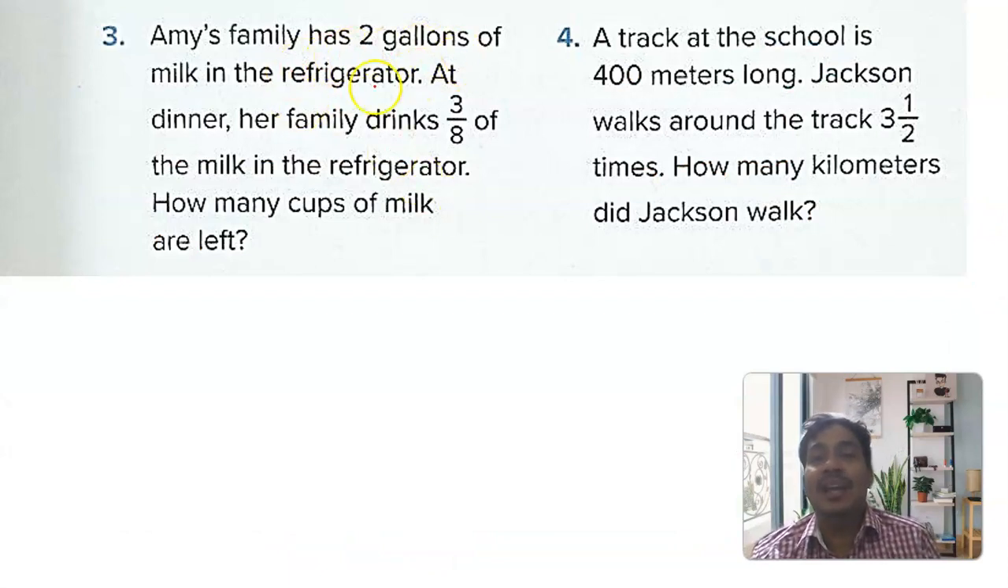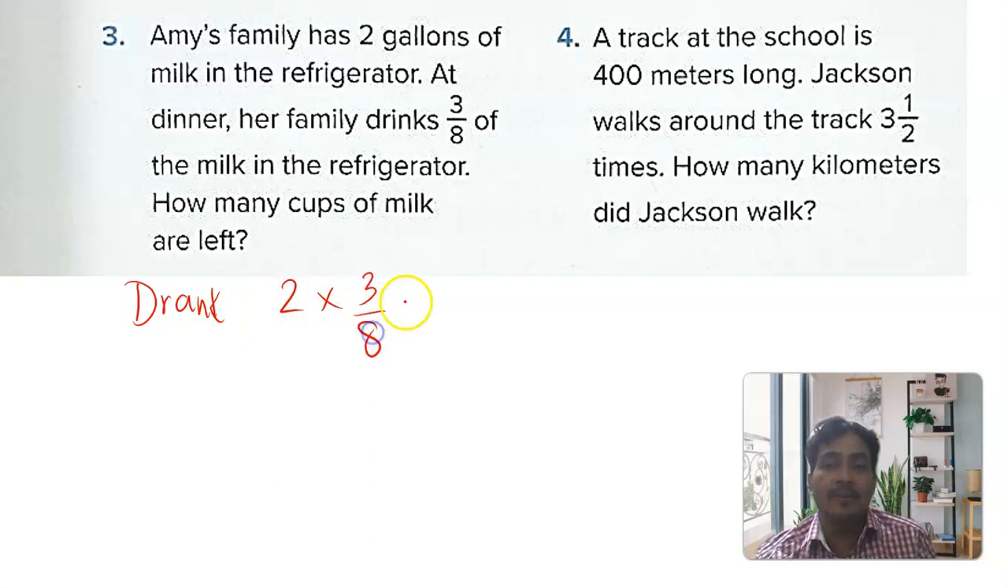Amy's family has 2 gallons of milk in the refrigerator. At dinner, her family drinks 3/8 of the milk. How many cups of milk are left? So 3/8 is drunk. How much is drunk? Let's see how much is drunk from 2. 3/8 is gone.